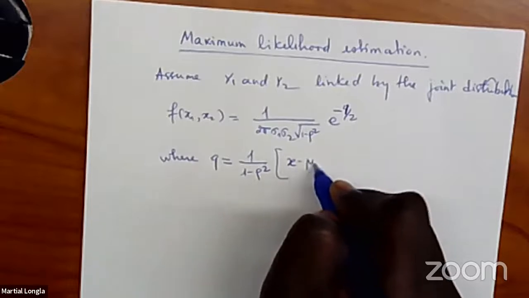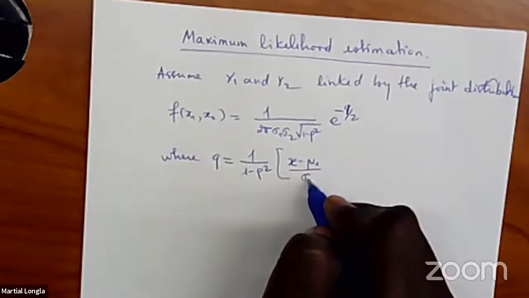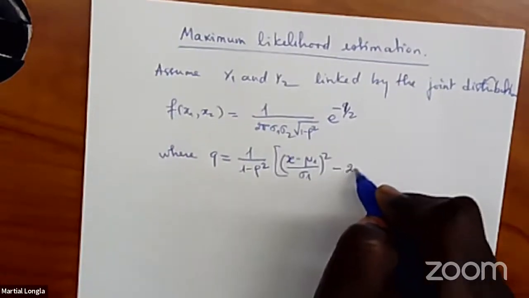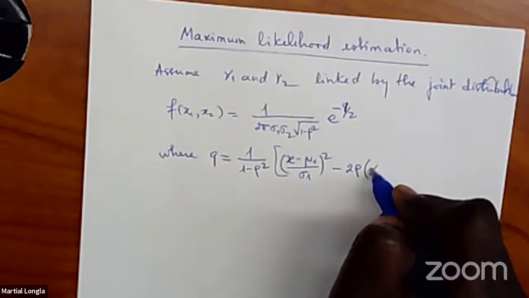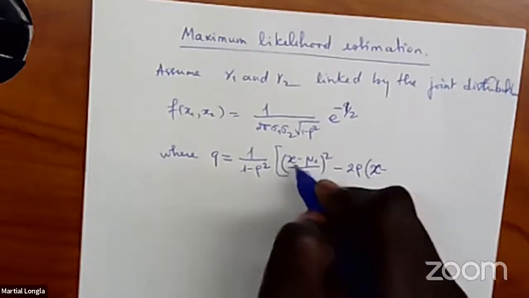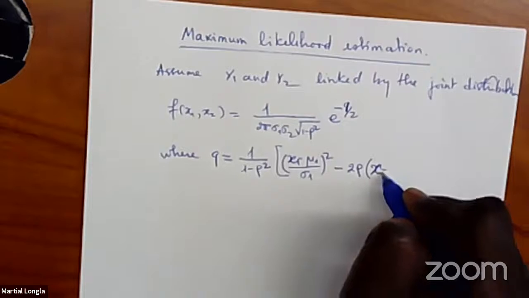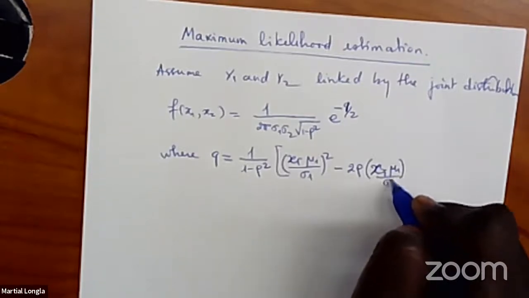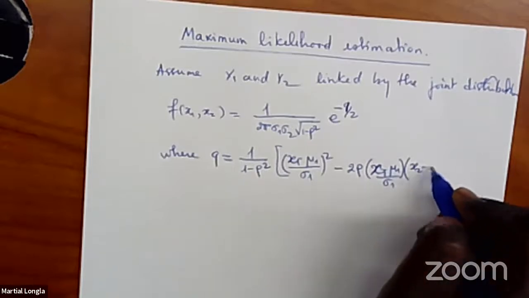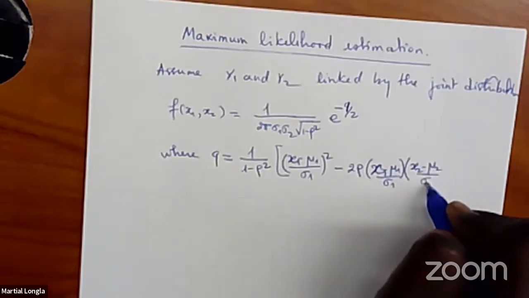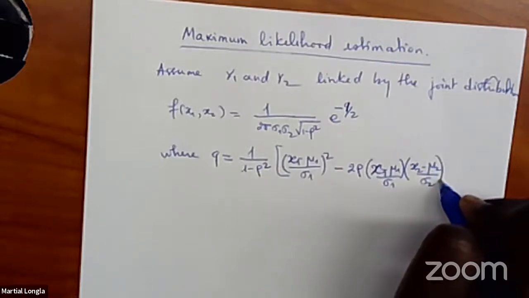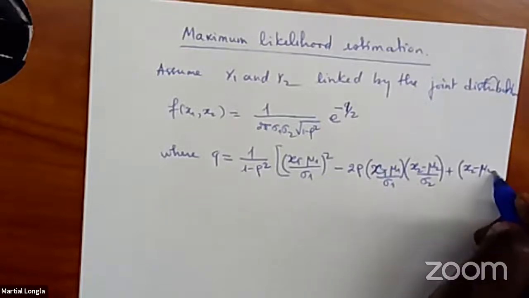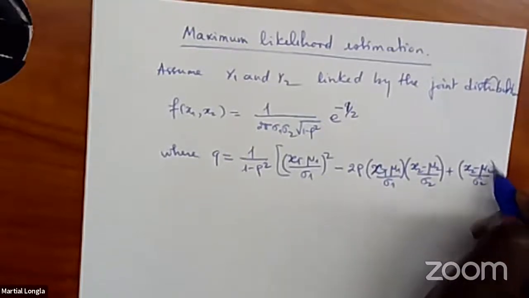x1 minus mu1 over sigma 1 squared, minus 2 rho, x1 minus mu1, x2 minus mu2 over sigma 2, plus x2 minus mu2 over sigma 2 squared.